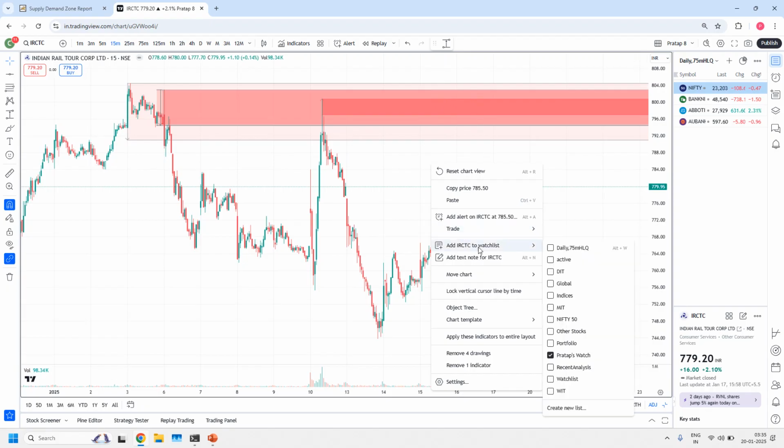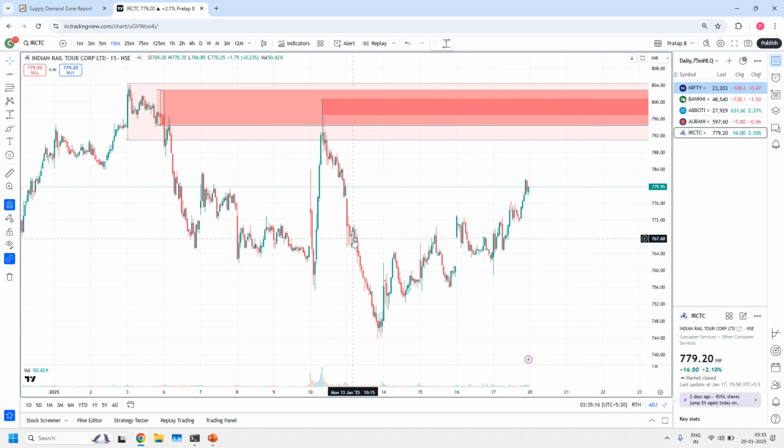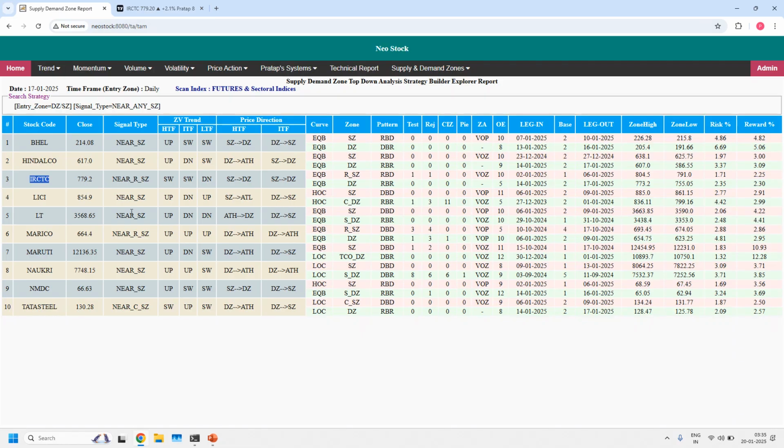So IRCTC is a daily high liquidity supply zone. We have a fine-tuned 5-minute zone here. So any other next one? Next, Marico. Marico already tested this zone 3 times, see. So when was this zone created? 10-10-2024, 4 base candles.